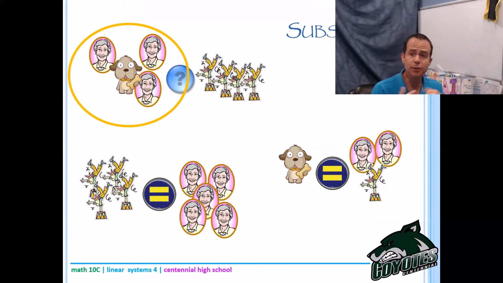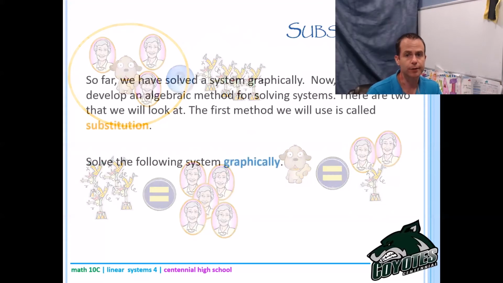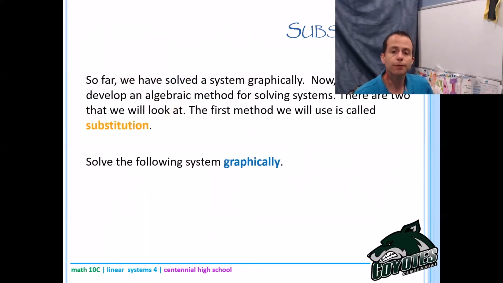Now, substitution is just all about that. That's what we're going to do today. It's just that instead of talking about grandmas and Ivan and acrobats, we're going to talk about x's and y's, okay? But the process is very, very similar. So far, we have solved the system graphically. Now we must develop an algebraic method for solving systems.